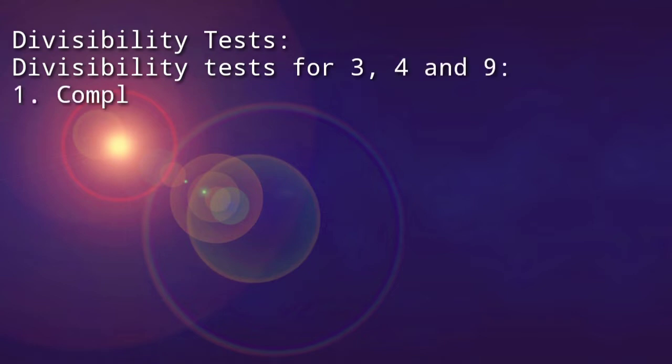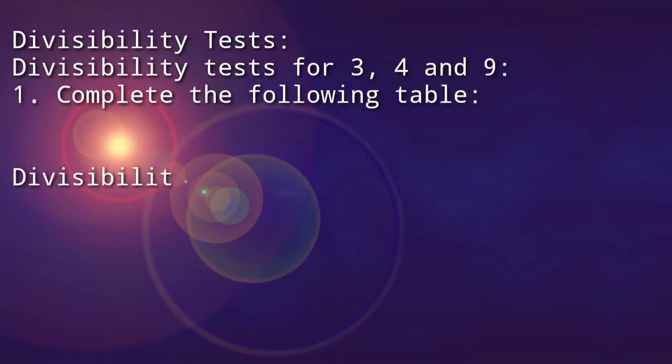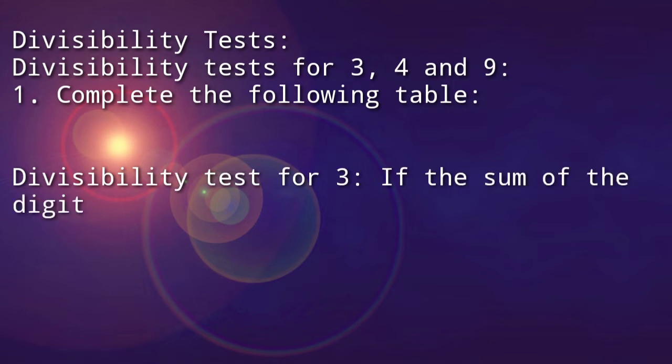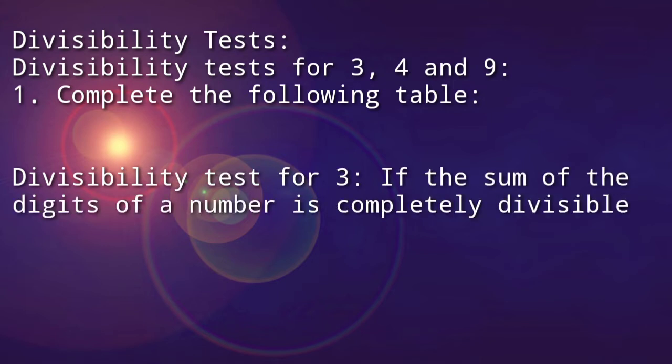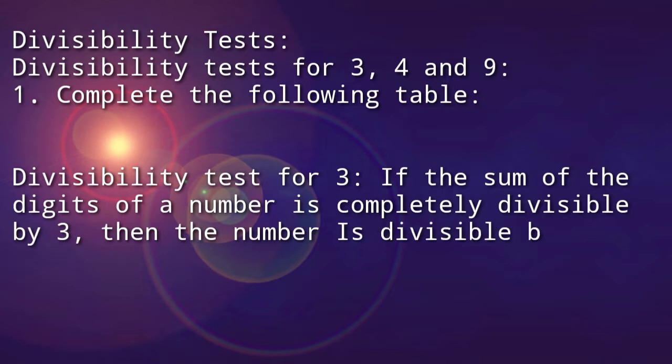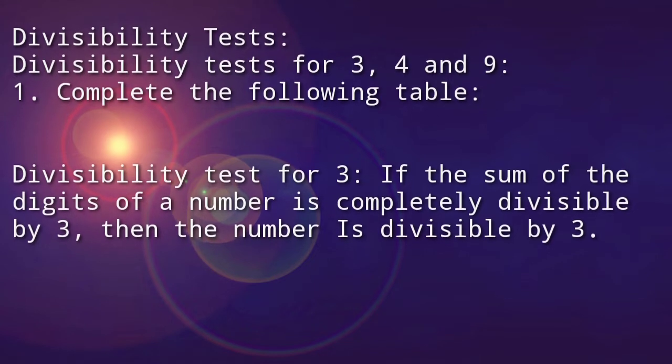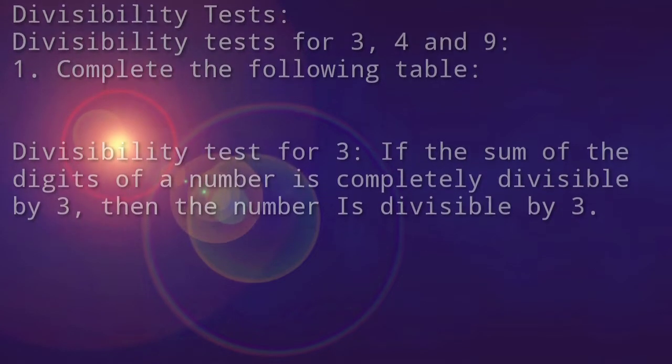Children, after this we have some tables in our textbook. Here we have to give the tick mark for the right options. So the divisibility test for 3, 4 and 9: these tables we have to complete. First we'll see the divisibility test for 3. If the sum of the digits of a number is completely divisible by 3, then the number is divisible by 3. Let us see the given numbers.